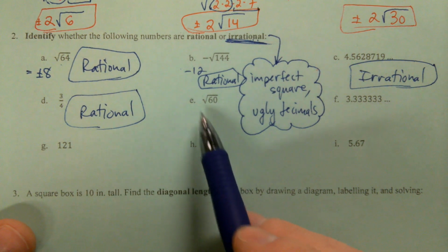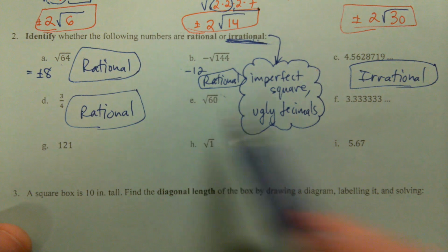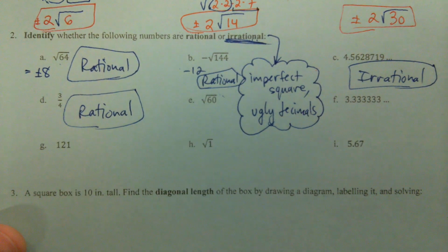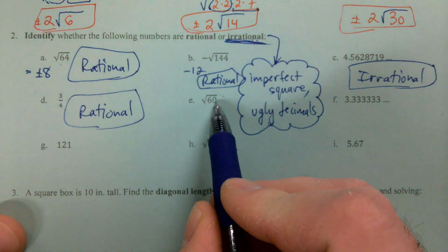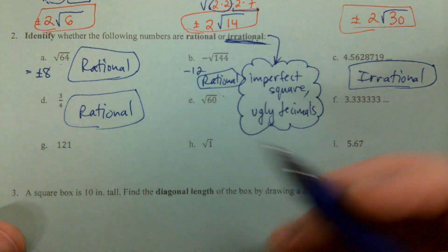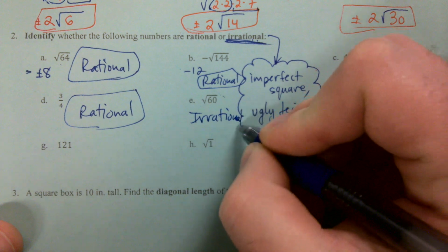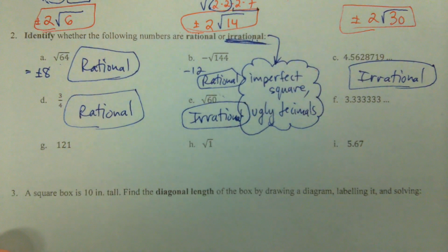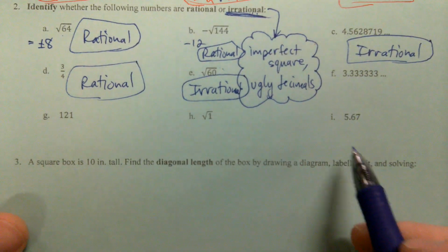Now, if I have the square root of 60, is that a perfect square, 60? No, 64 is a perfect square. 60 is not a perfect square. So this one is irrational. We're just going to go through all of these because I want to make sure it's clear.